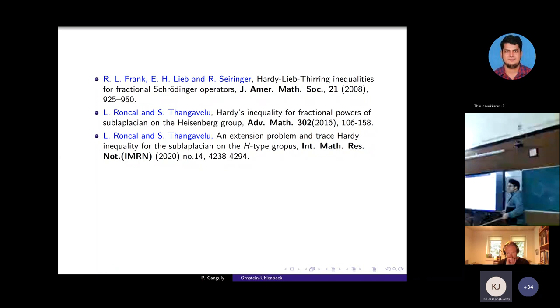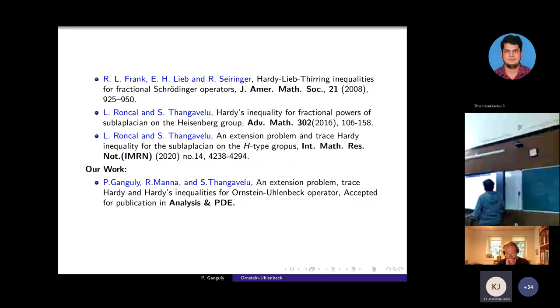So as we can see, there has been a lot of work, but not much was done in the Gaussian harmonic analysis setting, or for operators having discrete spectrum. So we took that opportunity and we proved a fractional Hardy type inequality for the Ornstein-Uhlenbeck operator, which is a joint work with R. Manna and S. Thangavelu. So the rest of the talk will be based on this paper.